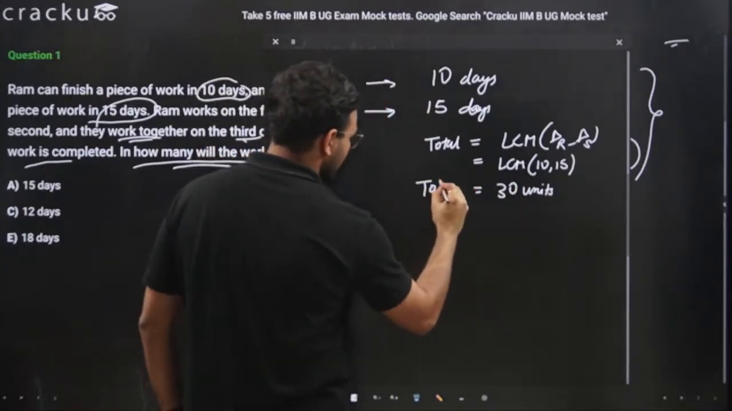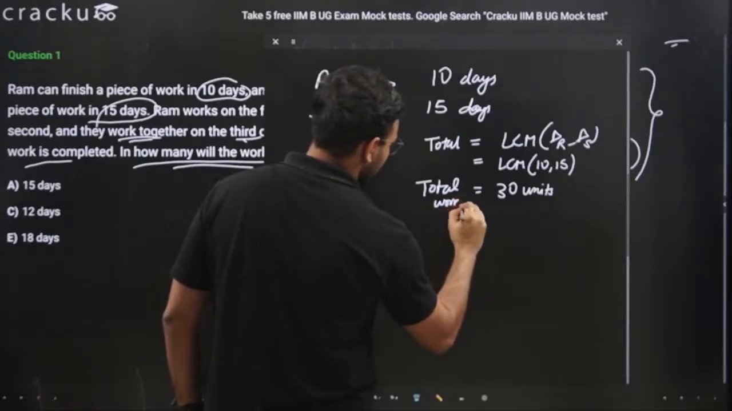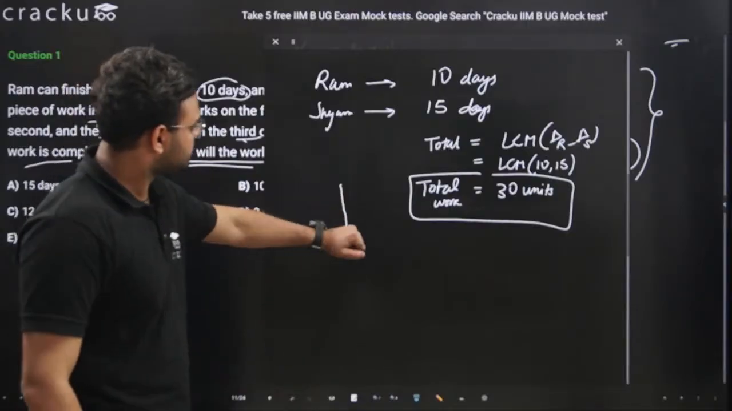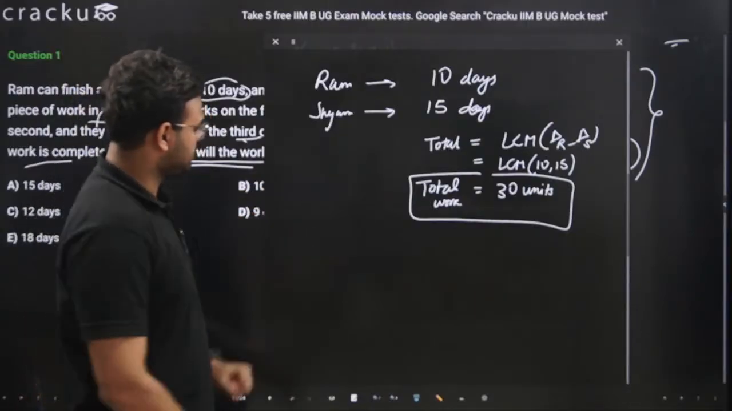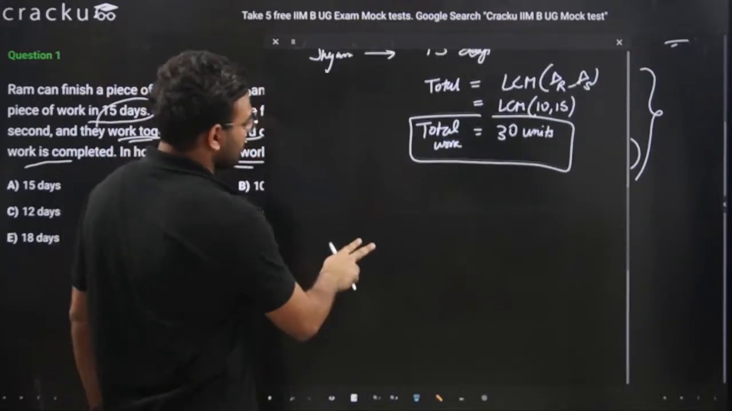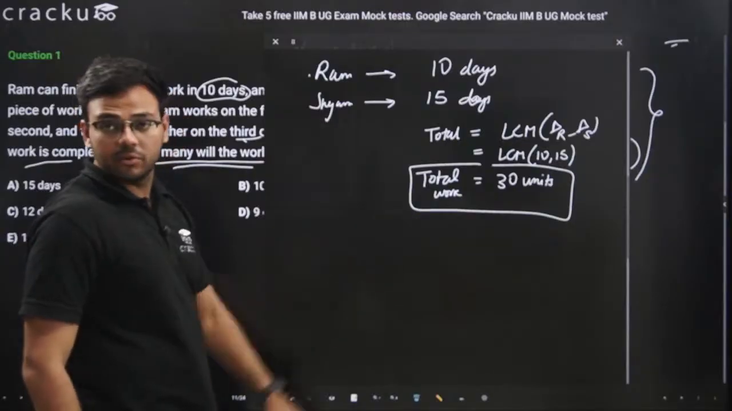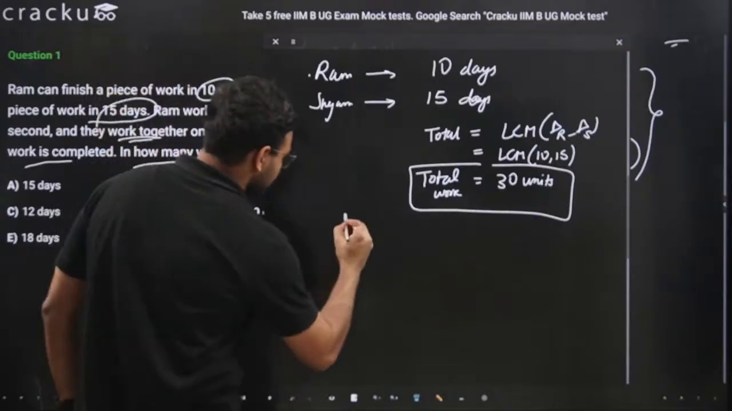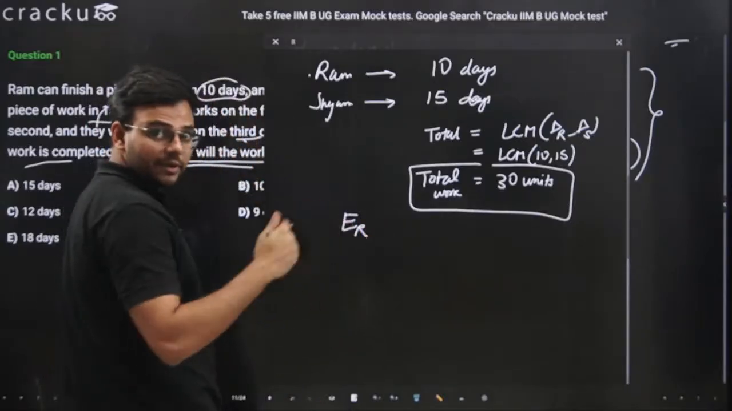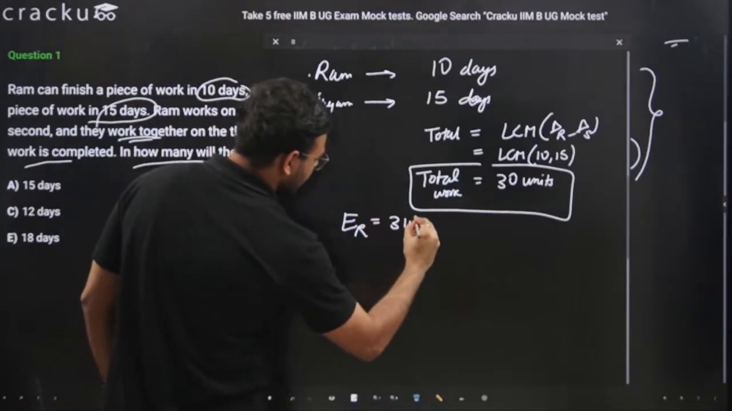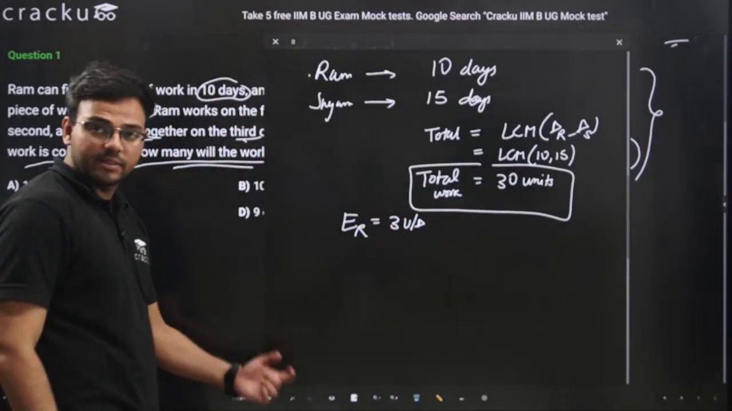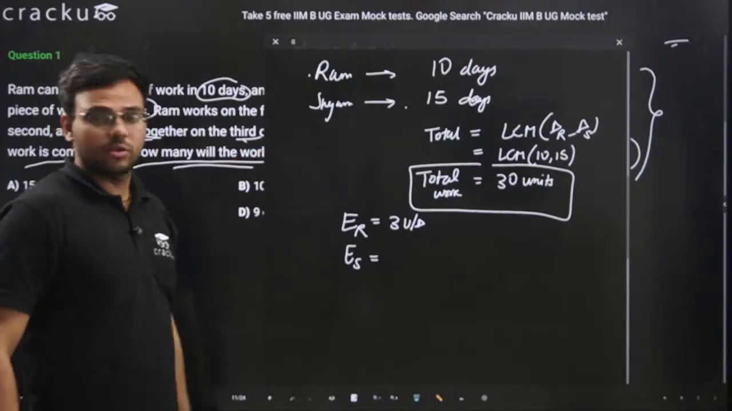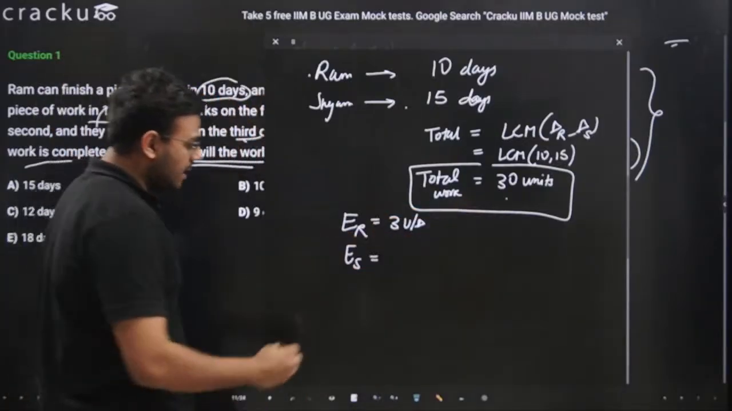So total work is equal to 30 units, which they have to do. So total work they have to do is 30 units. Now, Ram is taking 10 days to do this 30 units, right? I'm assuming that the total work is 30 units. Ram is taking 10 days to do the 30 units of work. So the efficiency of Ram will be 30 divided by 10, which is 3 units per day. Efficiency of Ram is 3 units per day. What is the efficiency of Shyam? Shyam is taking 15 days to do this 30 units of work. So the efficiency of Shyam is 2 units per day.